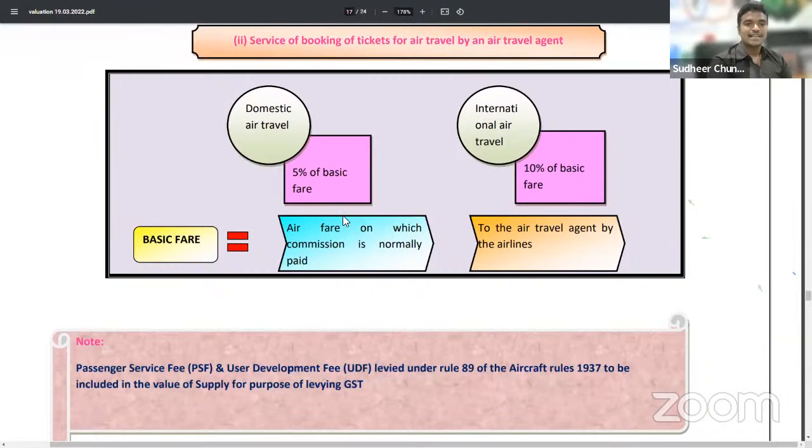Yes. Any charges collected from the consumer you have to include. Passenger service fee, user development fee, if you collect also, those must be included in the value of the supply. So now coming to the next thing.